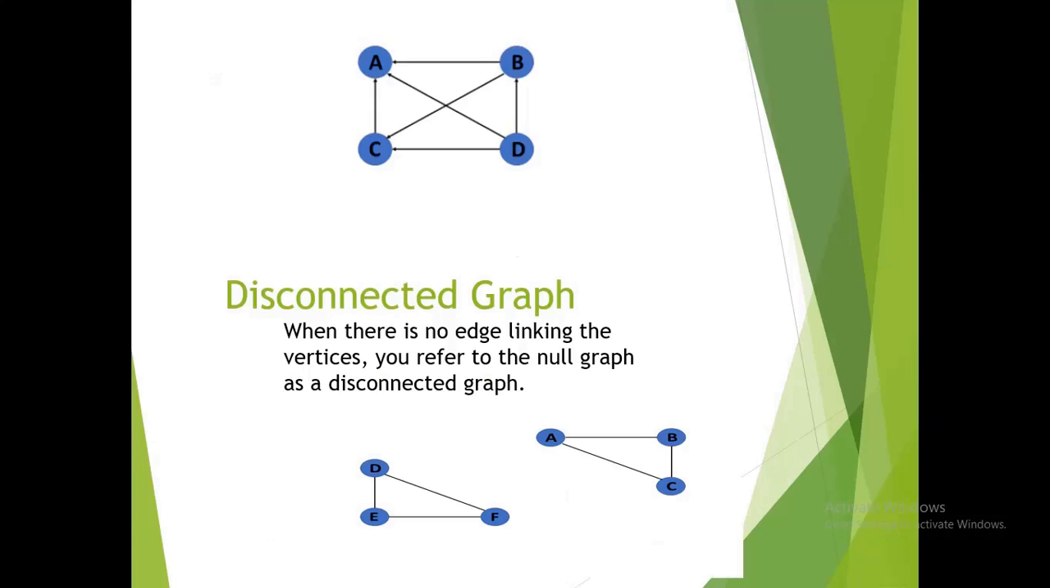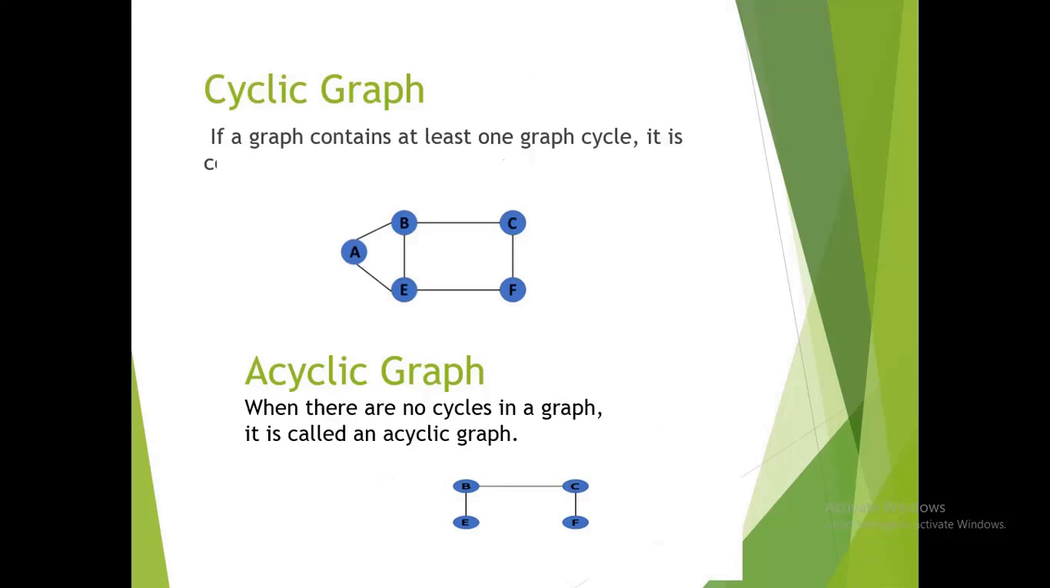Disconnected graph. When there are no edges linking the vertices, we refer to the null graph as a disconnected graph. Cyclic graph. If a graph contains at least one cycle, it is a cyclic graph. Acyclic graph. When there are no cycles in a graph, it is called an acyclic graph.